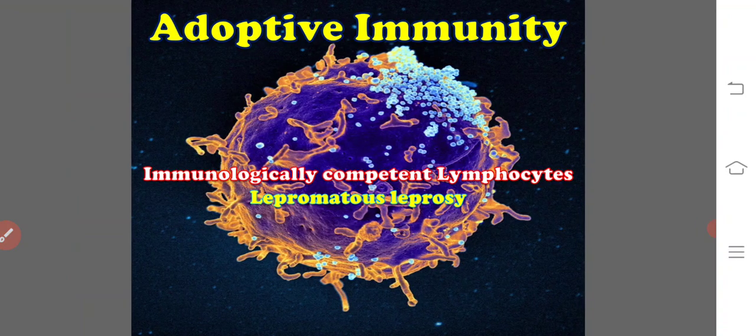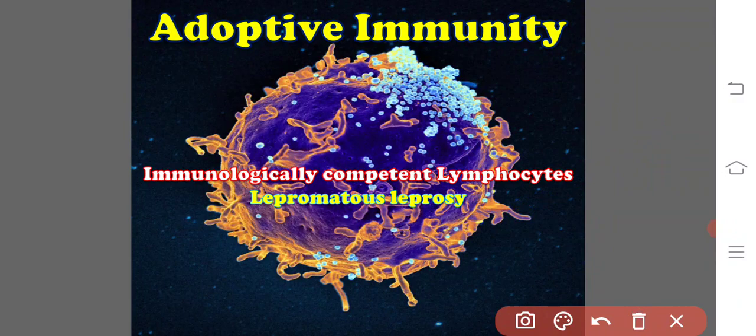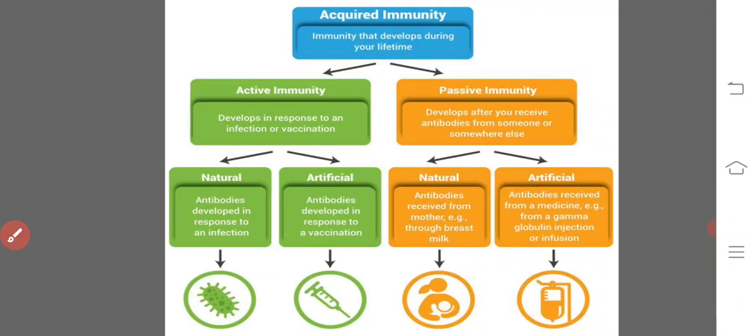Combined immunity. And the last one is adoptive immunity. A special type of immunization is the injection of immunologically competent lymphocytes. This is known as adoptive immunity and does not have general application. Instead of whole lymphocytes, an extract of immunologically competent lymphocytes, known as the transfer factor, can be used. This has been attempted in the treatment of certain types of diseases. The best example is lepromatous leprosy. This is about the adoptive immunity.